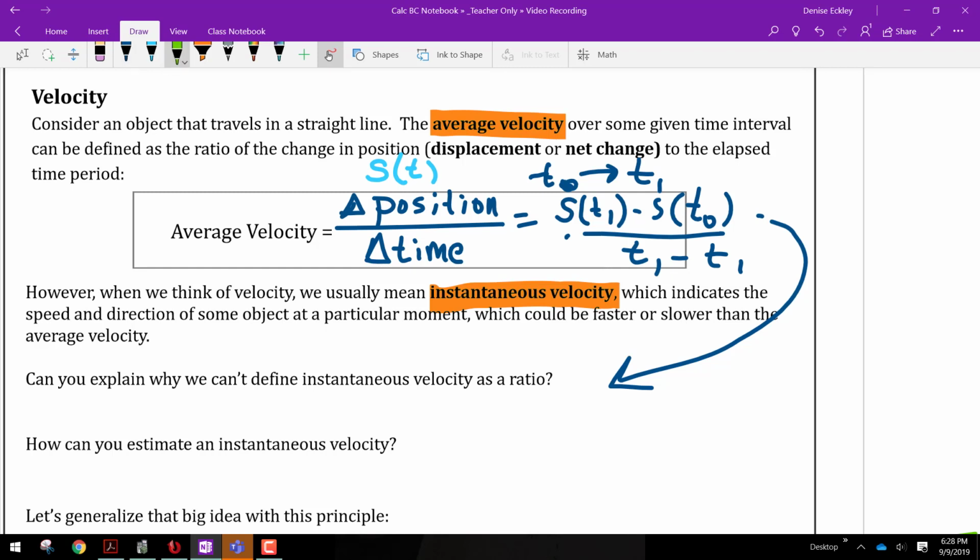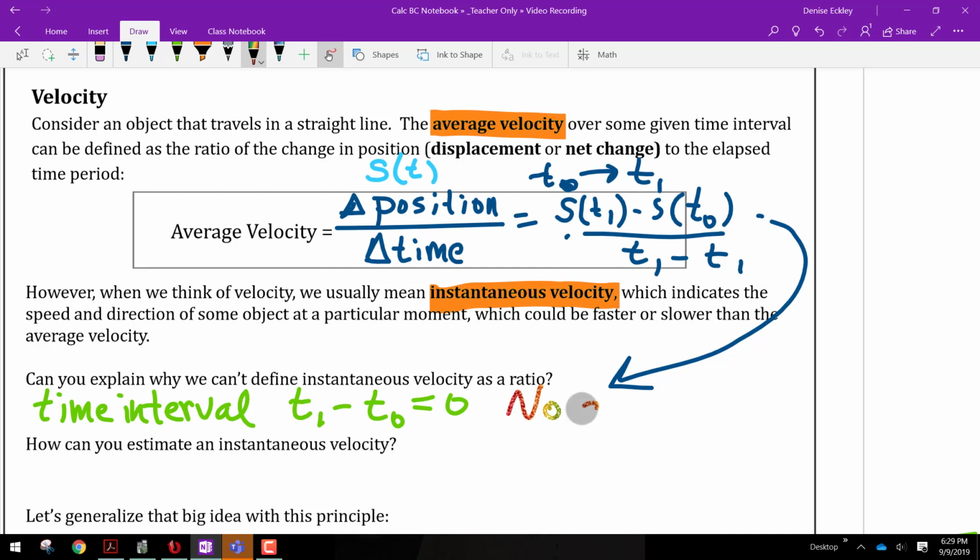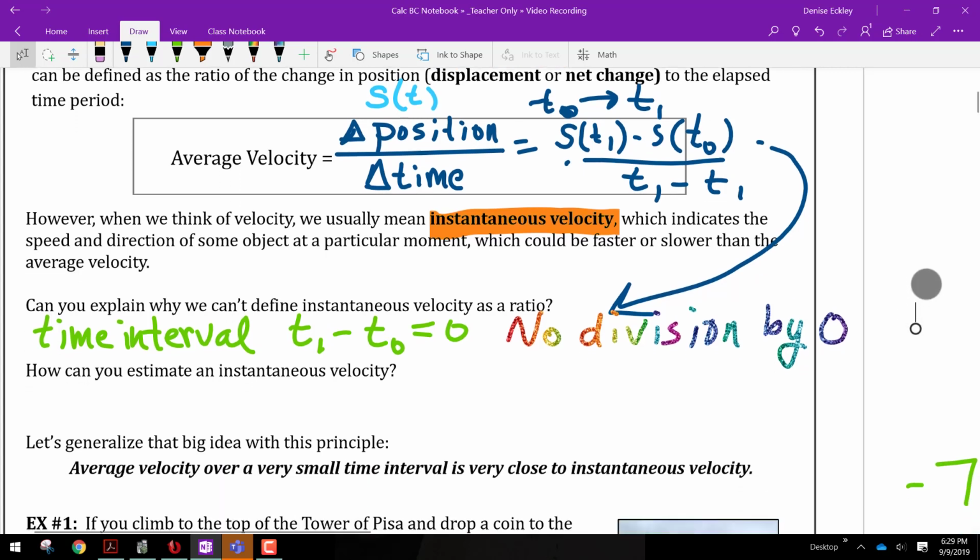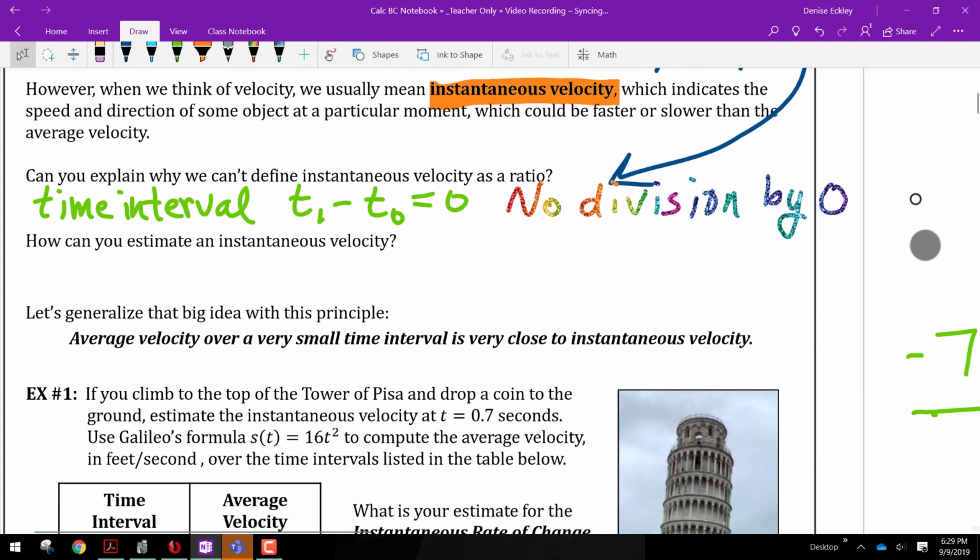And the reason is that our time interval, t1 minus t0, is going to equal 0, and we cannot divide by 0. So we have to come up with a different way of handling this. And so we're introducing the concept here in this section, and later on we're going to come up with some more direct ways to do this.